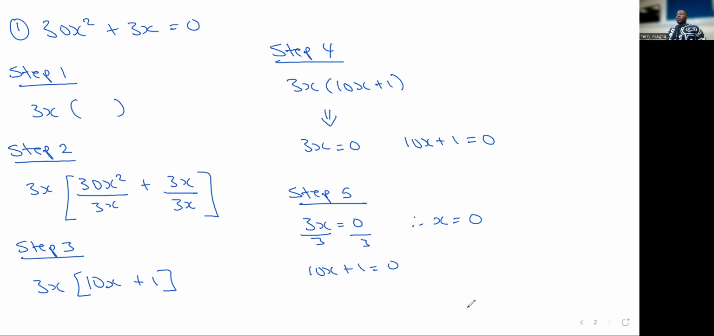Take 1 to the other side. So we're going to take 1 to the other side there. So we're having 10x is equal to minus 1. Divide both sides by 10. So therefore, x is going to be, so this will cancel that. This will cancel this. x is going to be equal to minus 1 over 10. So the answer for this, x is equal to 0 or minus 1 over 10.